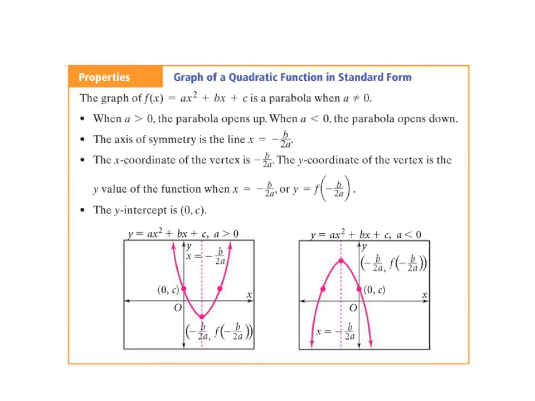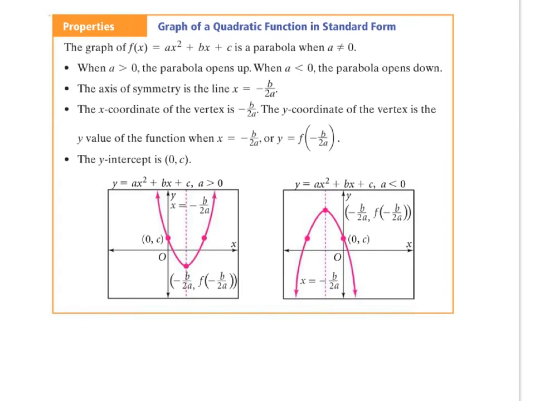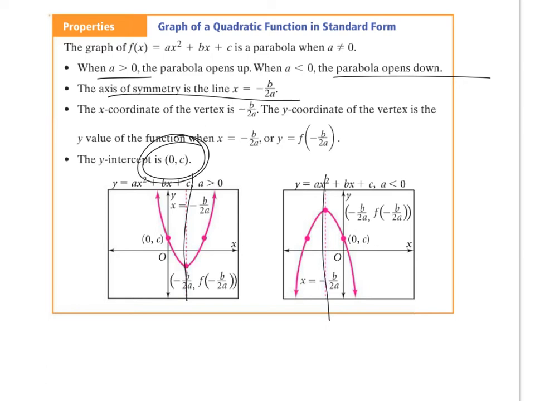This slide goes over what I said about whether it opens up or down, how to find the axis of symmetry, and how to find the vertex. The y-intercept has to be the c value, and you can use the axis of symmetry to find other points on your parabola. If you know this is a point over here, this has to be an equal distance, so this works.